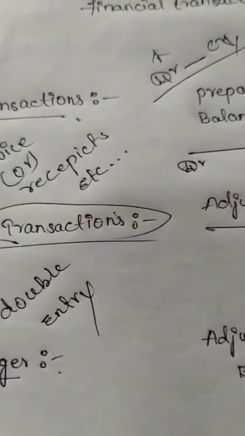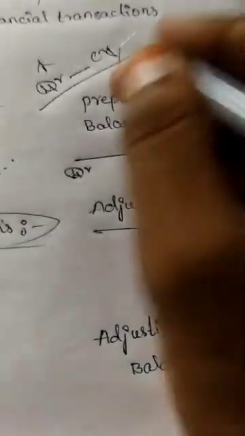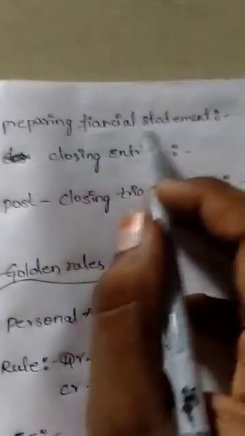Next, adjusting the trial balance. Adjusting the entries and adjusting the trial balance is to ensure that the debit and credit side of the accounts are equal. Next, preparing the final statement.